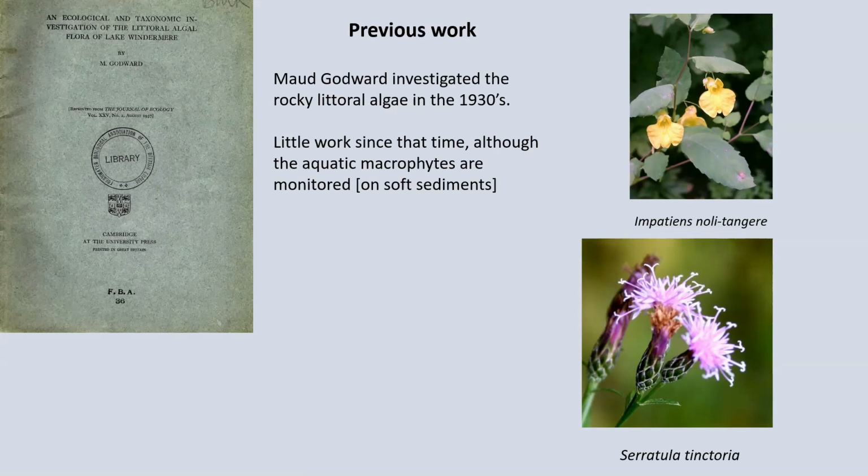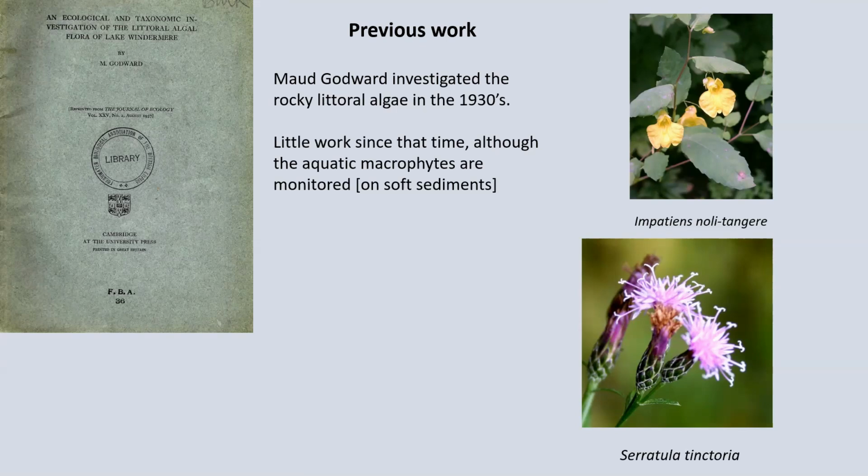We do know quite a lot about the macrophytes of Windermere on soft sediments, and they're continuously monitored. They're looked at every year. So quite a lot of work is known about those, but there's very little known about the rocky littoral. On the right there, you can see a couple of plants which are not part of the rocky littoral, but they're quite well-known plants from around Windermere. You've got Impatiens there and Serratula. They're both local plants, actually, very attractive things that live around the shore of Windermere.